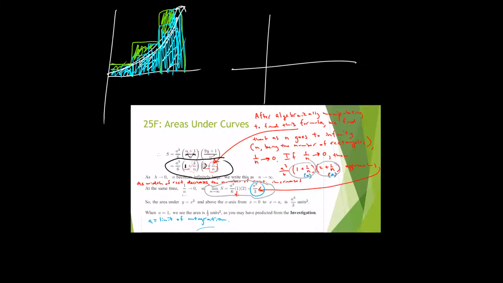Now we can go ahead and work this out. When you work this out, you're going to get 2a cubed over 6, which is going to simplify to a cubed over 3, which is going to be our limit, or the actual area of this space underneath the function y equals x squared.